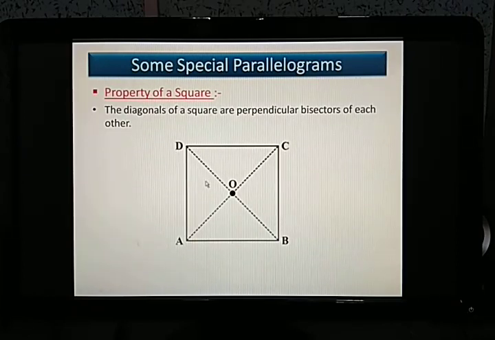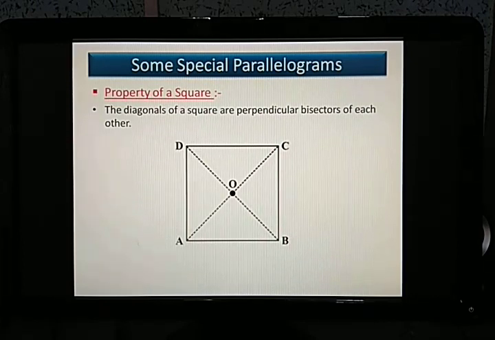And since they are congruent, obviously angle AOD and angle COD will be equal. But angle AOD and angle COD form a linear pair. So the sum of these two angles will be equal to 180 degrees. So each angle will be equal to 90 degrees since both are equal angles. So clear? In this way, we can prove the property of a square.